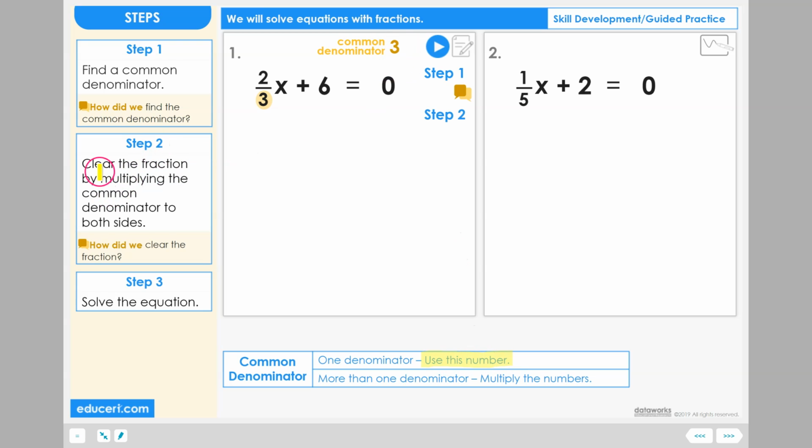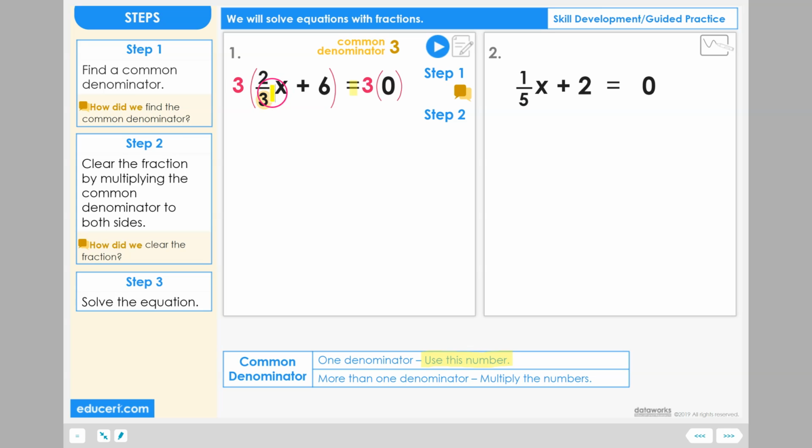Step 2. Clear the fraction by multiplying the common denominator to both sides. We're going to draw parentheses around the entire side of the equation and multiply that whole thing by 3. And we're going to do that for both sides of our equation.